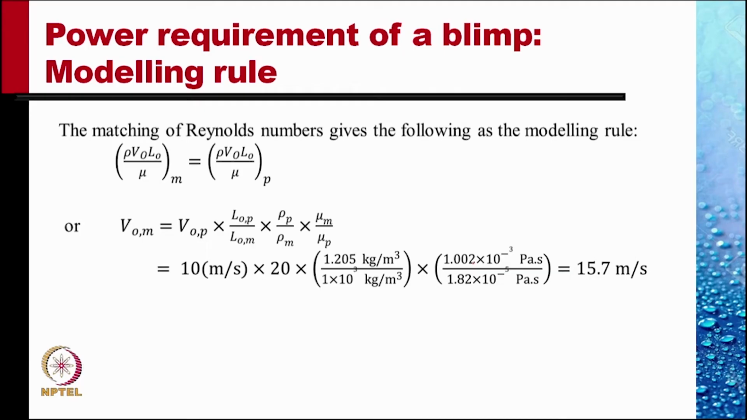Here, everything on the right hand side is known. VOP is the velocity at which the prototype moves, and so the velocity at which the model moves is evaluated at 15.7 meters per second when you plug in all the values. So we need to move the model blimp at a speed of 15.7 meters per second to have a flow similar to the prototype, which is moving at 10 meters per second.